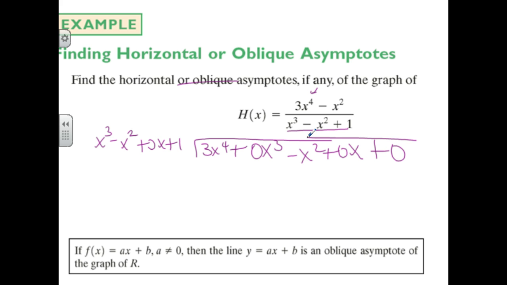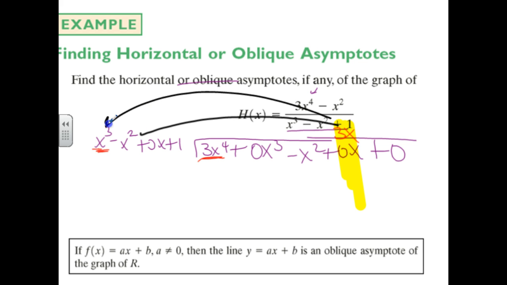So here we go. How many times does x cubed go into 3x to the 4th? Probably 3x times. So I'm going to put a 3x on top, lining up like terms. And then I'm going to multiply, stack, and add. So 3x times x cubed is 3x to the 4th, which I wanted to line up like terms for.